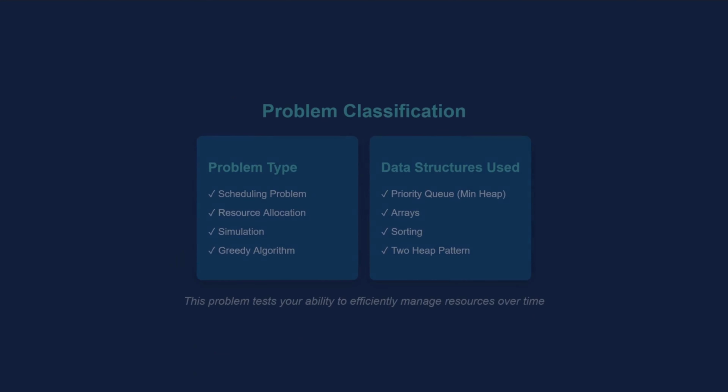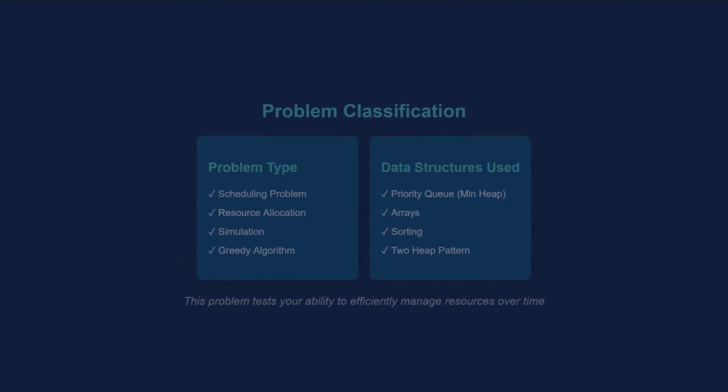In the right box, you can see the key data structures we'll use: priority queues, min heaps for efficient minimum finding, arrays for counting, sorting for chronological processing, and the 2-heap pattern, a powerful technique for managing available versus occupied resources.